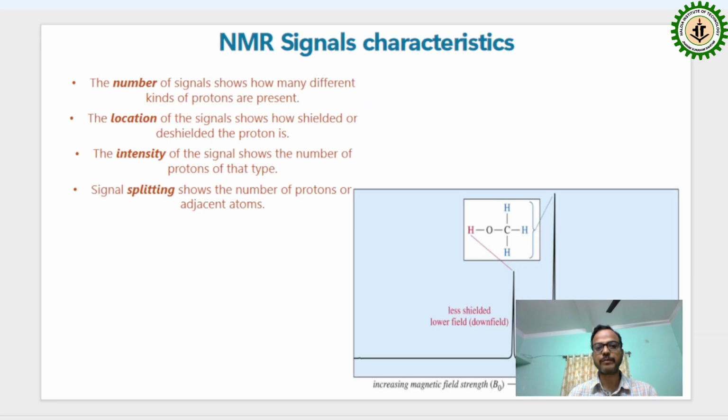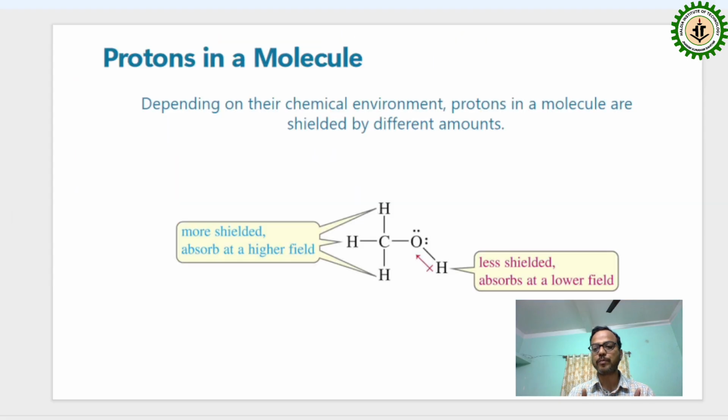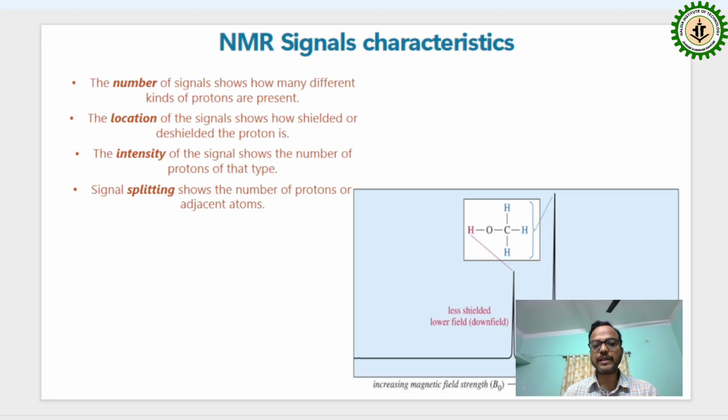So let's talk about the NMR peak. The number of signals shows how many different kinds of protons are present. That means in the previous case we will get two peaks, because there are two kinds of hydrogen. The location of the signal shows how shielded or deshielded the protons are, because this is a much more shielded proton, and if you move to the left-hand side you will get the deshielded protons, and this peak is higher than the deshielded peak, because this peak contains three hydrogens, but that peak contains only one hydrogen.